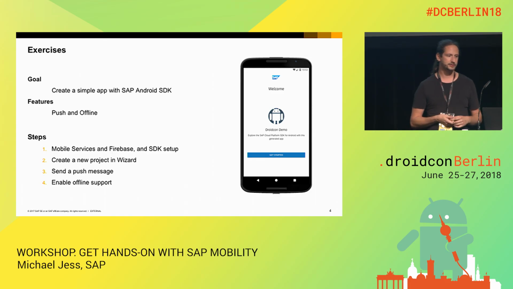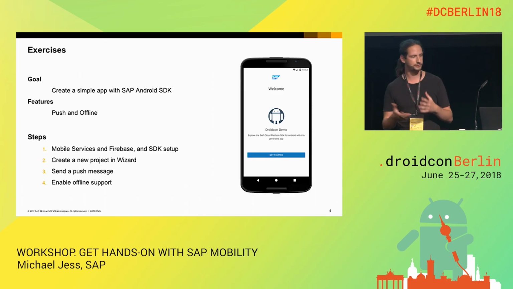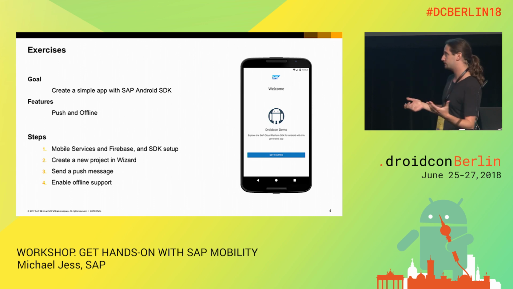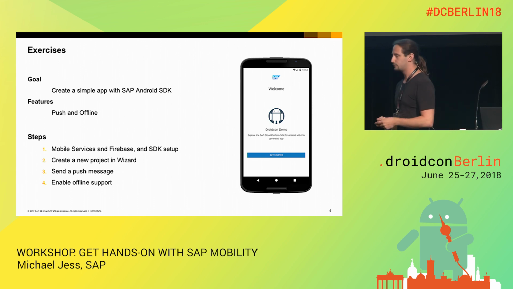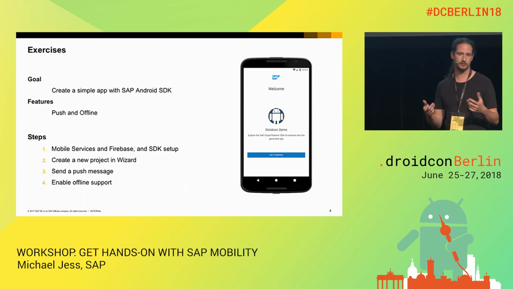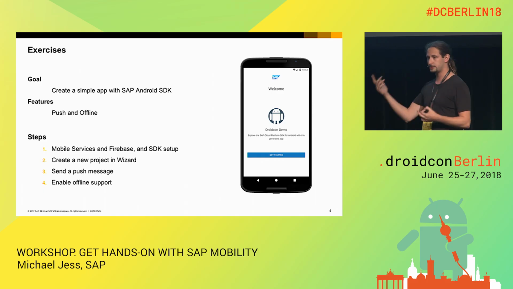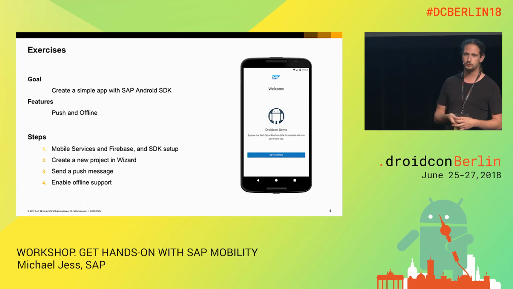And the second thing, something more exciting: offline. I'm going to explain how that works in a second as well. The steps for this are essentially, number one, of course, you need SAP Cloud Platform mobile services set up. You need to enable the service in your account. In order to get a push key and the API keys, you will need a Firebase account as well.